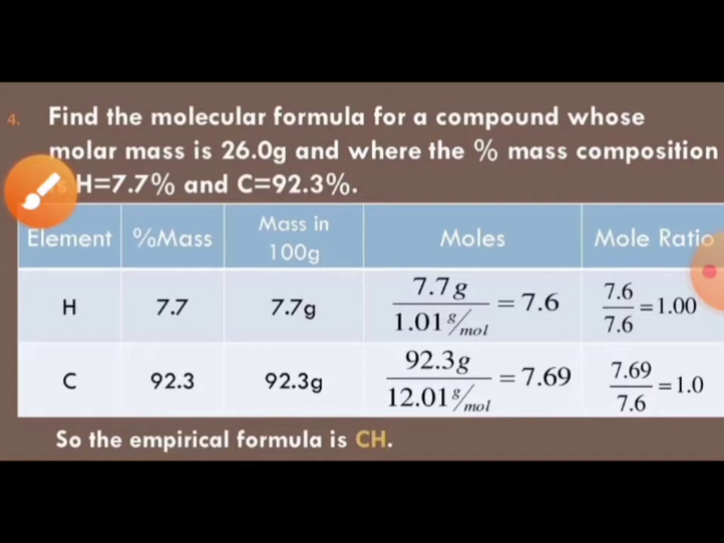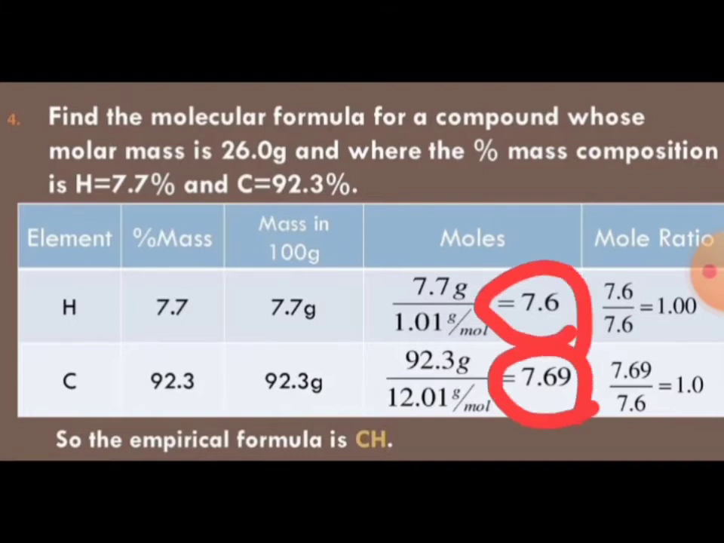So when I divide the mass by the molar mass of hydrogen, I'll get 7.6 as an answer. Similarly, carbon mass is 92.3 grams given in the question, divided by the molar mass of carbon, 12.01 grams. When I divide this, I'll get 7.69 as the number of moles. So if I see properly, the hydrogen number of moles and carbon number of moles are almost the same, 7.6 and 7.69. In these two, the smallest number of moles value is hydrogen, that is 7.6.